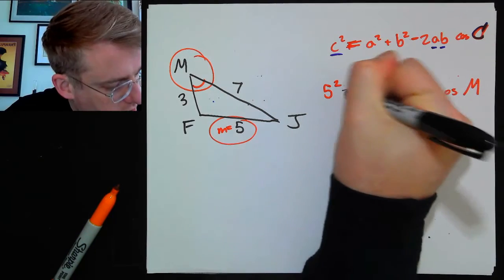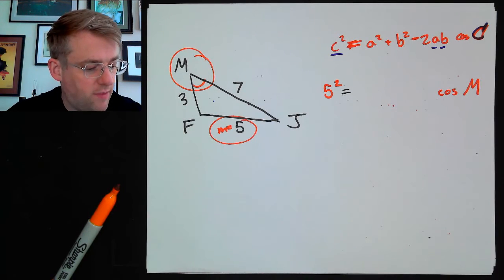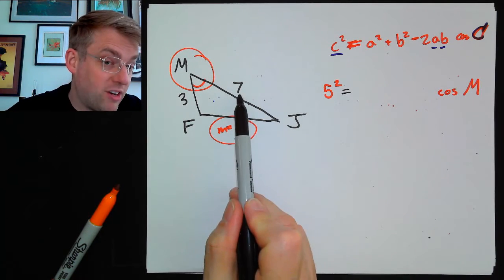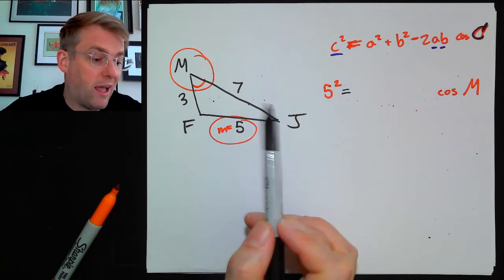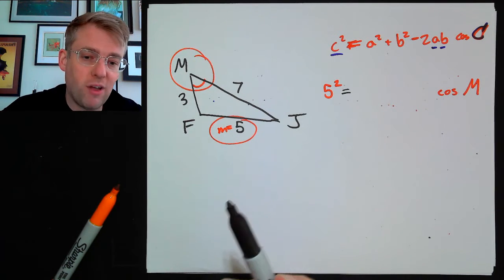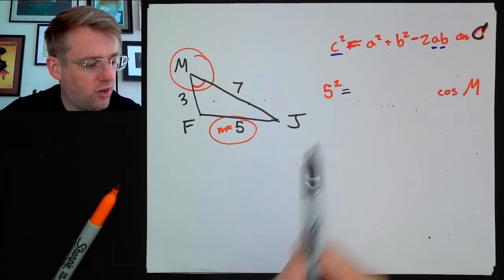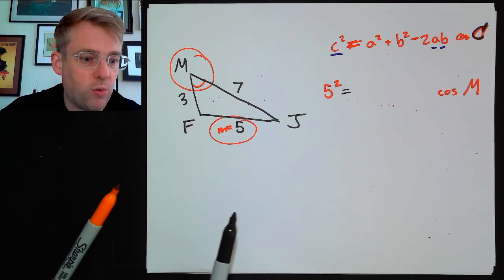And now the rest we can fill in with our other 2 legs, 3 and 7. Now, 7 would be the closest thing to a hypotenuse because it's the largest side here, but we don't really care about that. The law of cosines works on any of the sides as long as you're finding the side across from the appropriate angle.